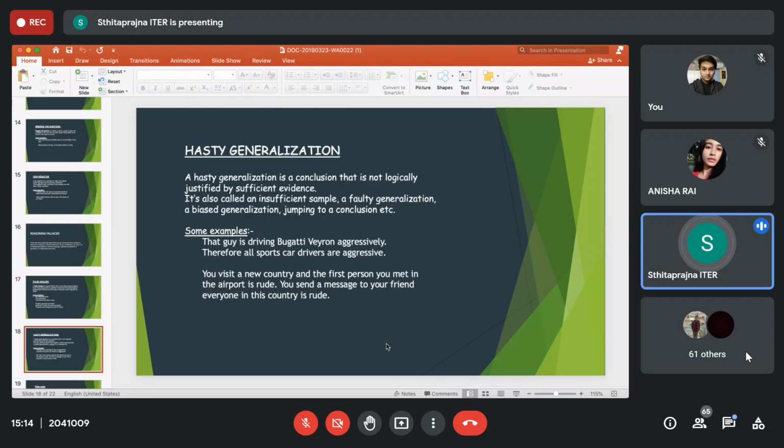So hasty generalization is also a flawed argument because we don't take a sufficient sample size. The sample size is not sufficient. Based on one or two observations, we believe that that's a fact. So this is also a biased generalization because we very quickly jump to conclusion without really testing a wide array of things.